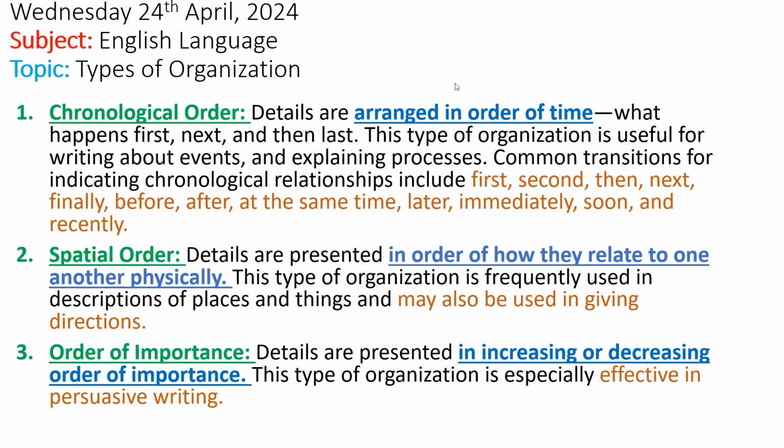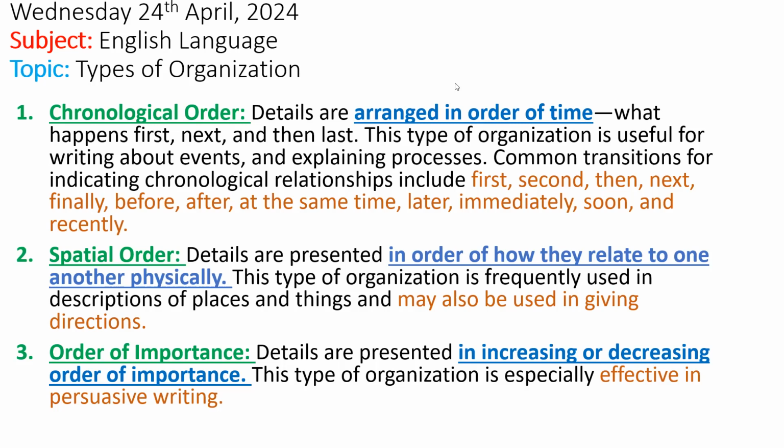And Paul, can you read the definition for chronological order? Chronological order. Details are arranged in order of time. What happens first, next, and then last. This type of organization is useful for writing about events and explaining processes. Common transitions for indicating chronological. Slow down. Take your time. Read it again.